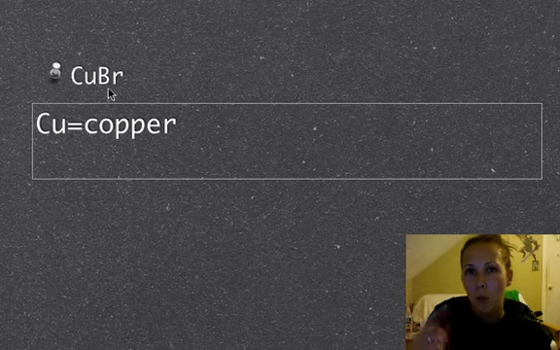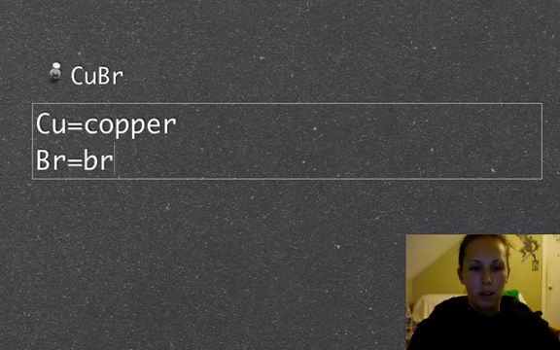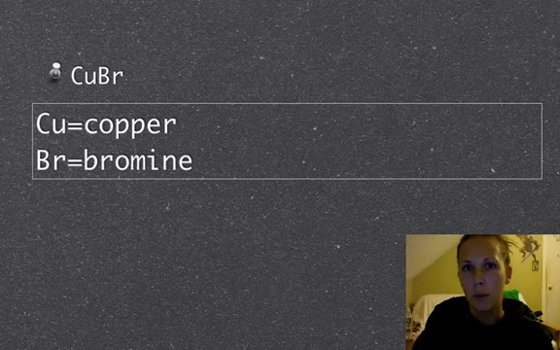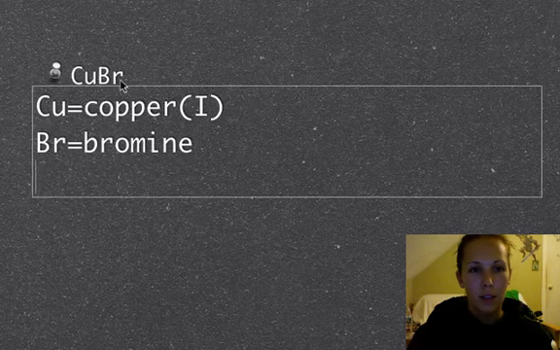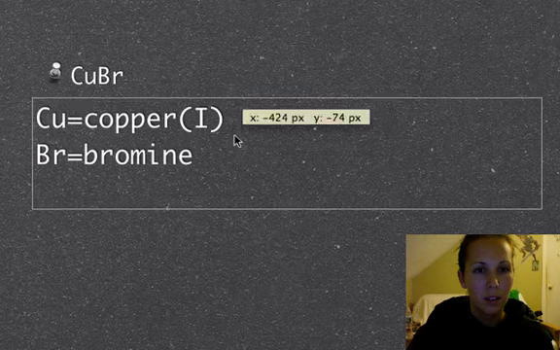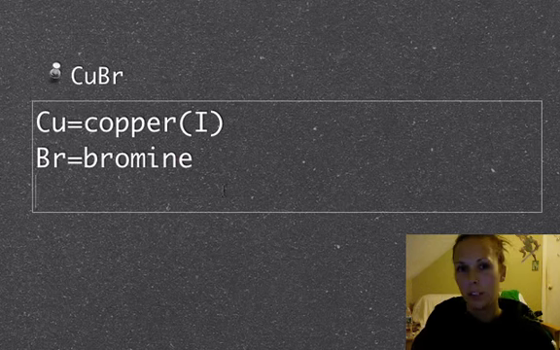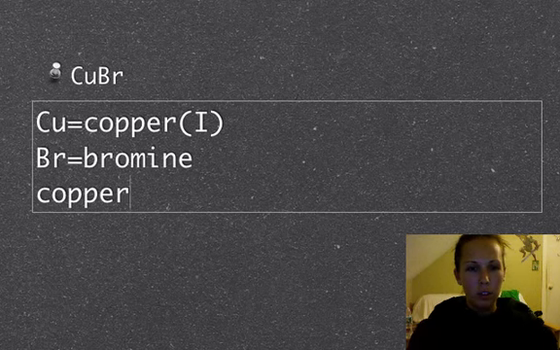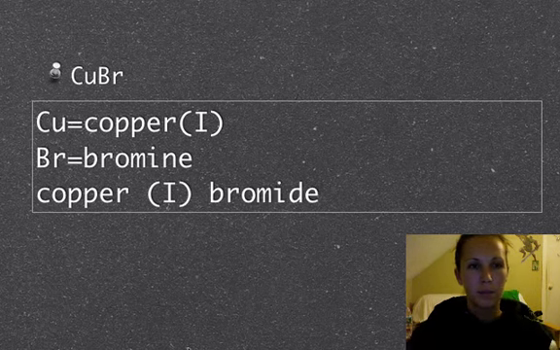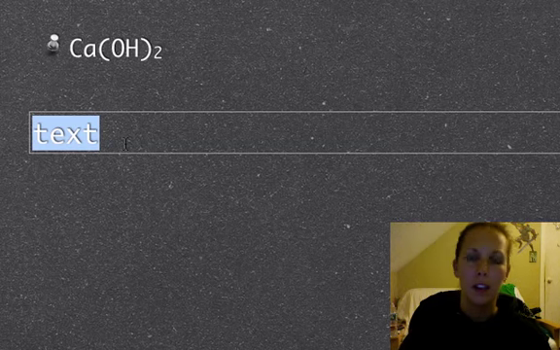But because there's one bromine, okay, we'll put Br, bromine. Because there's one bromine, it means copper is going to be copper 1. Okay, so then if we rename this appropriately, we call it copper 1 bromide. Let's look at another one.